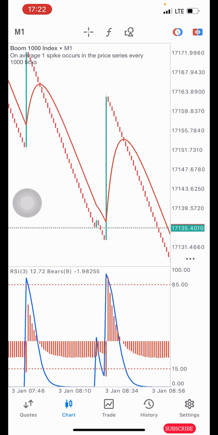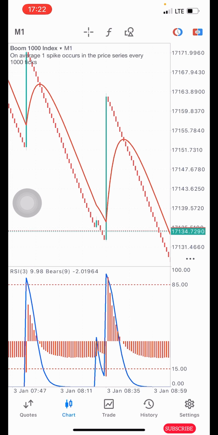So in today's video, I'll be sharing with you guys another powerful boom and crash strategy that you can use to scalp in the market. Even if you are a beginner, you are going to be able to use this strategy to scalp in the market by following this simple condition which I'll be giving in this video. This is a very simple strategy to understand.